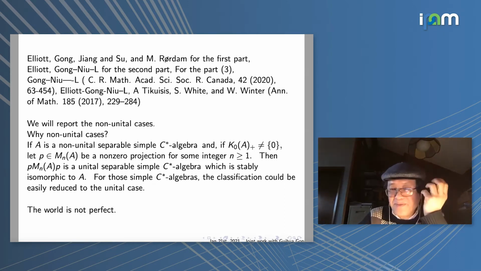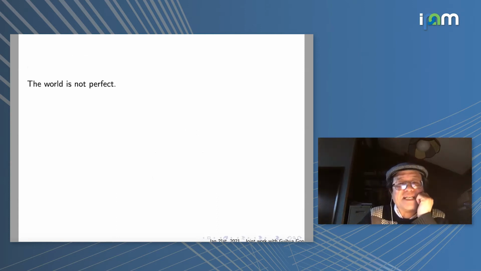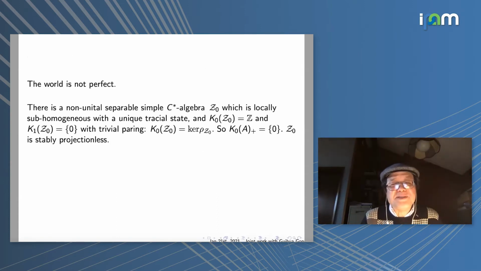But what is not perfect? There is a non-unital separable simple C-star algebra Z0, which is locally subhomogeneous and has a unique tracial state. And the K-theory as a group is the same as Z, but the pairing is trivial. So the positive cone is zero, and Z0 is stably projectionless.